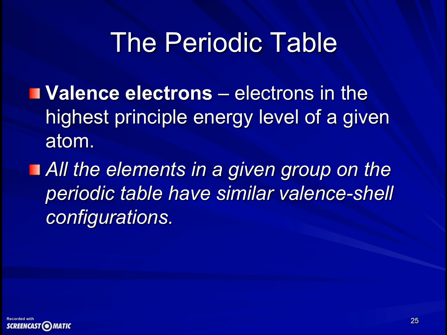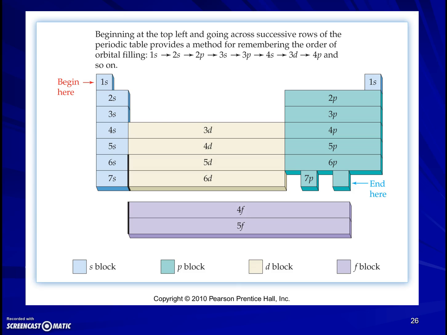And the elements in a given group or column on the periodic table have very similar valence shell configurations. What's different is the energy level, but the sublevel and the number of electrons in those sublevels remains the same. And so again, here's a review. All of the elements in this area have configurations that end in s. We have our s1 column, our s2 column. These all end in d.